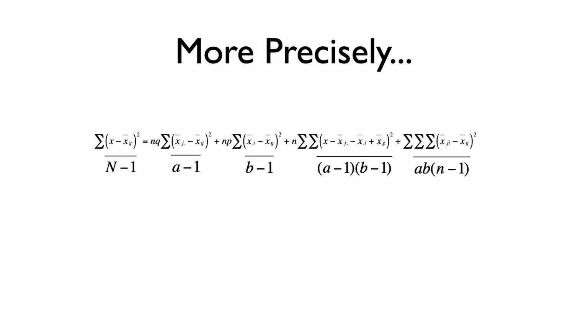And finally, for error, you have A times B times little n minus 1. Little n is the number of subjects in each group. You lose a degree of freedom in each group, and you have A times B groups.